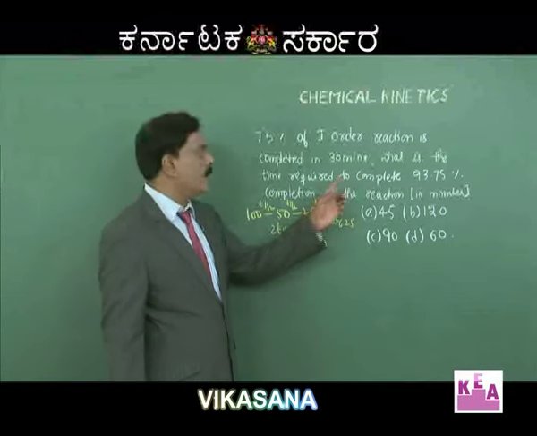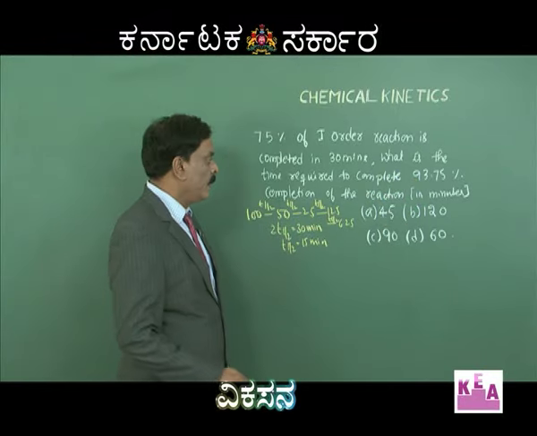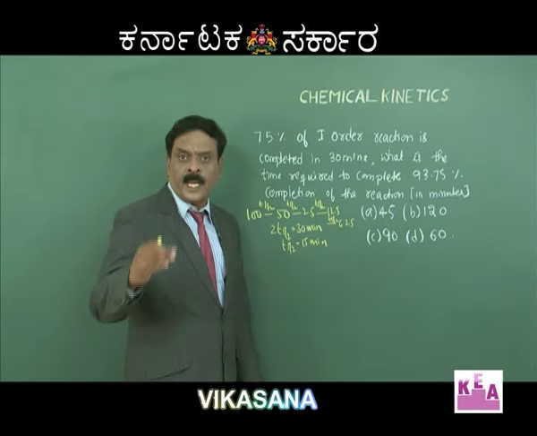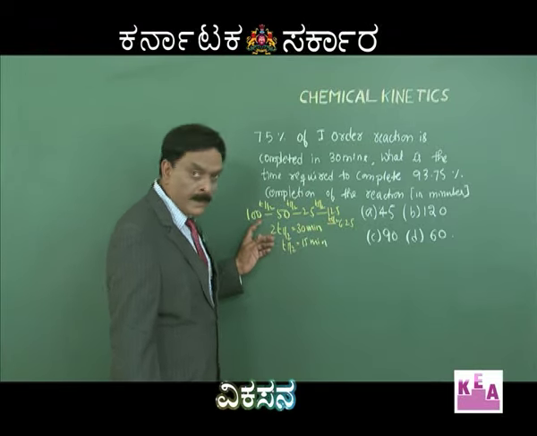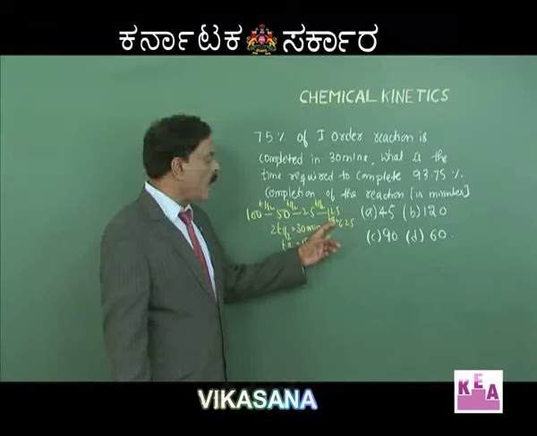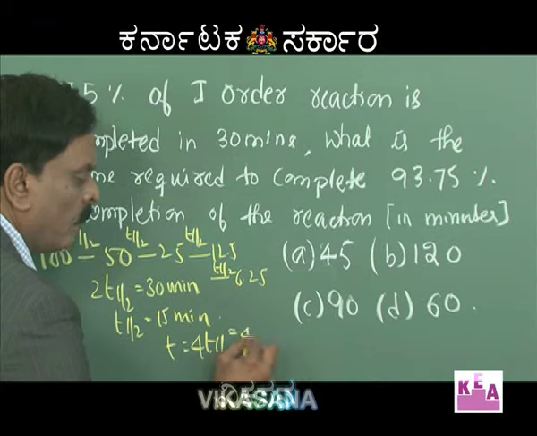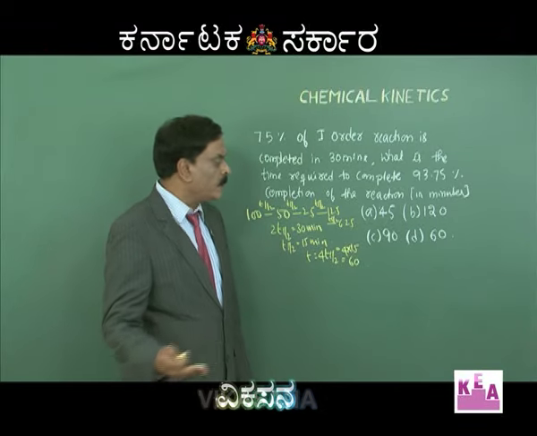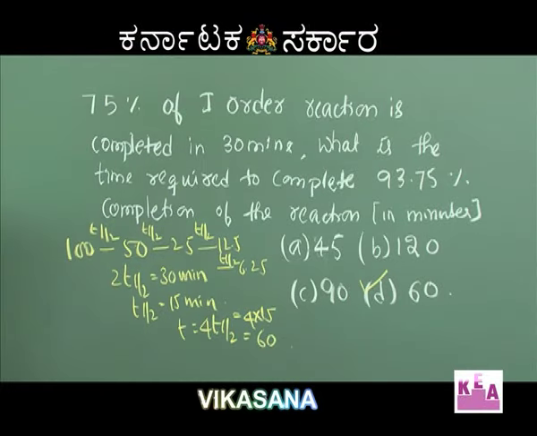We are asked to find out the time taken for completion of 93.75% of the reaction. When 93.75% of the reaction is complete, 6.25% of the reactant remains. And as we observe here, for 6.25% to remain, or 93.75% of the reaction to be completed, it takes 4 half-life periods, and therefore the time would be 4 t half, that is 4 times 15, which turns out to be 60, and hence the correct option for this question is option D, that is 60 minutes.